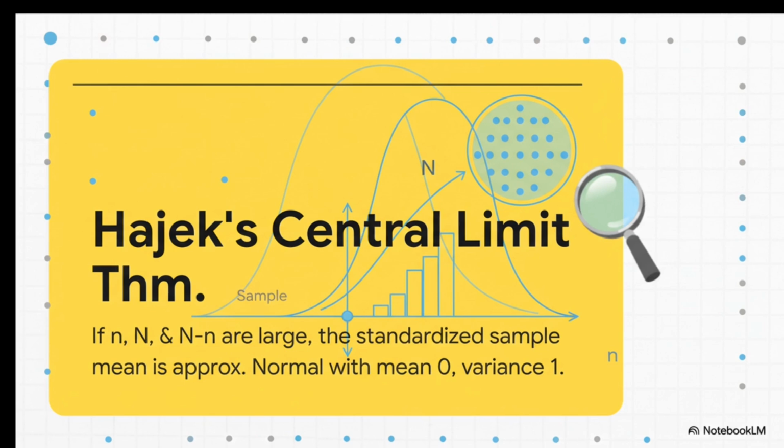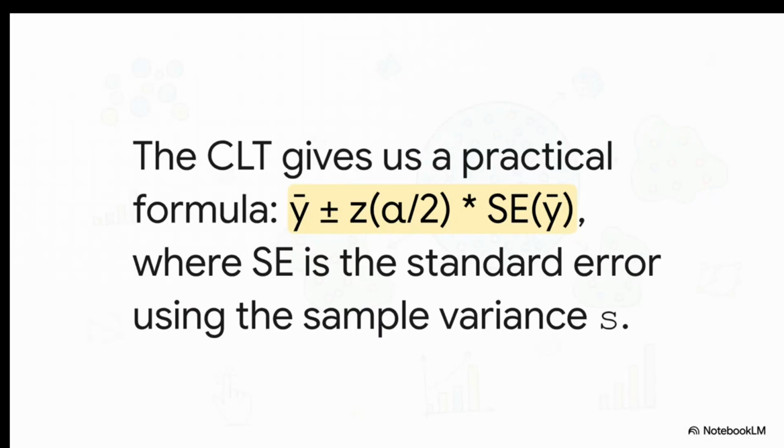This is an incredibly powerful result. And because of that theorem, we get this practical workhorse formula that statisticians use every single day. To get our confidence interval, we take our sample mean, y bar, and then we add and subtract some multiple of the standard error. That multiplier, that z-value, comes directly from the standard normal distribution, which the central limit theorem gives us permission to use.